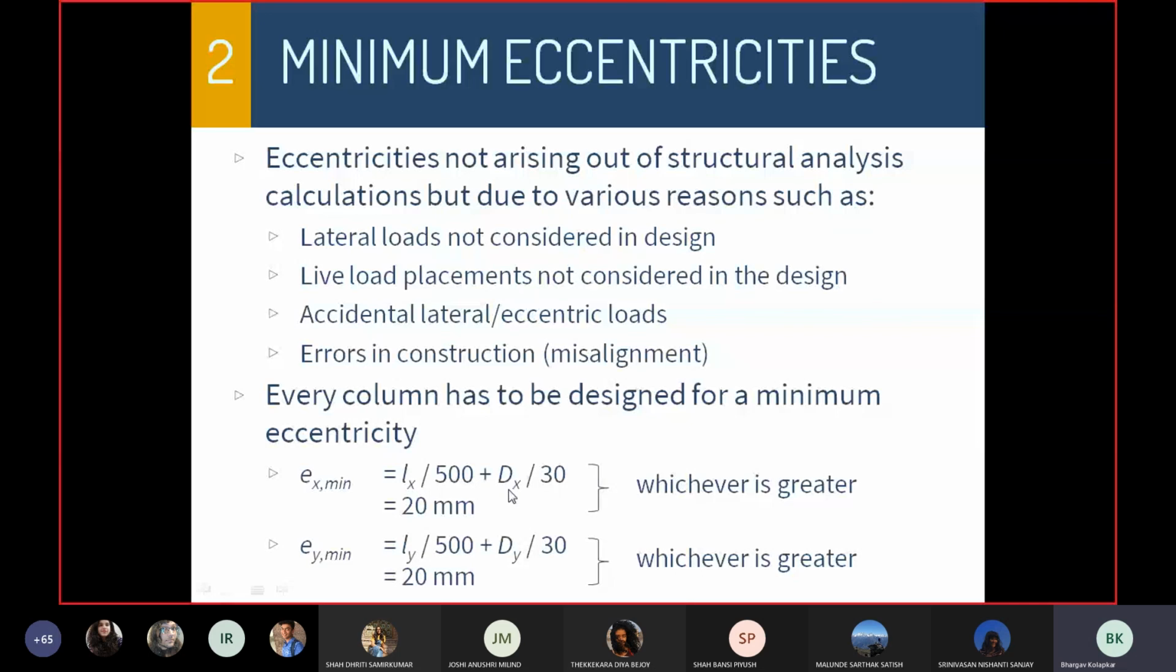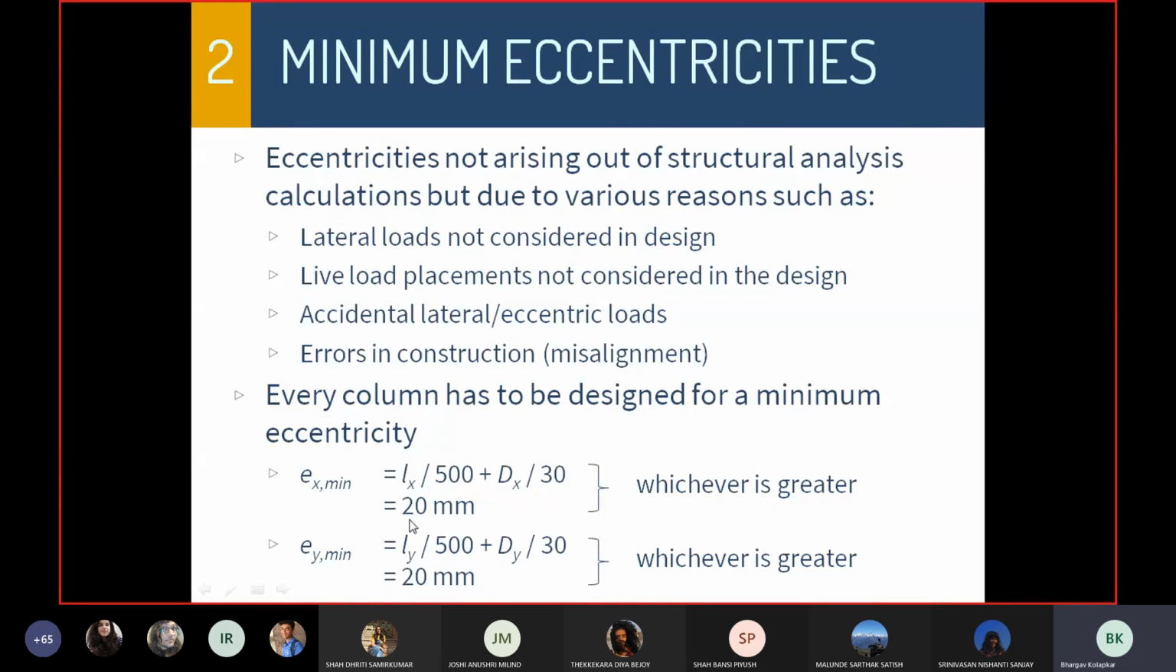Okay, so to give you a feel of the numbers, if the unsupported length is, say, 3 meters, if the story height is 3 meters, and if the column is, say, 300 by 300. In that case, the minimum eccentricity would be 3000 divided by 500 plus 300 divided by 30, which is 16 mm. So you'll have two numbers, 16 and 20. You have to choose whichever is greater. So the minimum eccentricity would be 20.